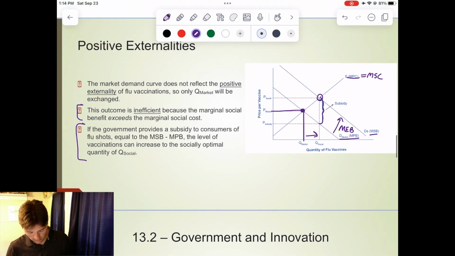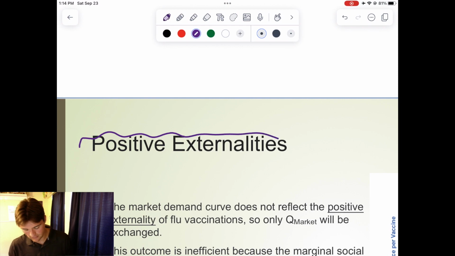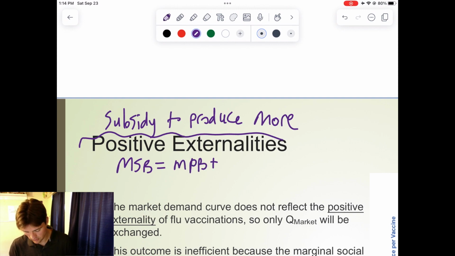The main thing I really want you to understand about positive externalities, okay, is that you need a subsidy to produce more, okay? And this has to deal with the social benefits, right? Which is your private benefits and your external benefits, okay?